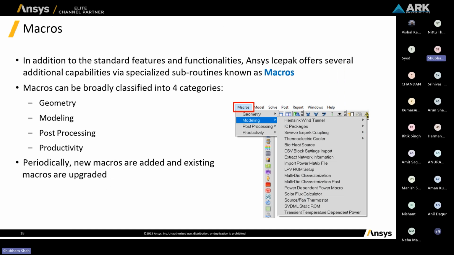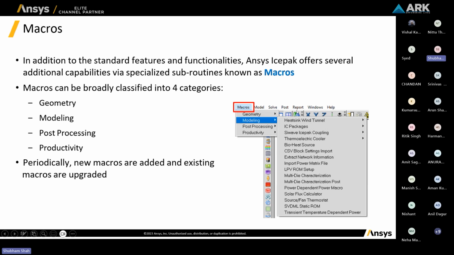There is an option known as macros. Macros is nothing but functionalities that Ansys Icepak offers, and additional capabilities via specialized subroutines. Macros is broadly classified into four parts: geometry, modeling, post processing, and productivity. When it comes to macros, you will have the tool over here, and you can see the macros, and just behind them you can see geometry, modeling, post processing, and productivity.